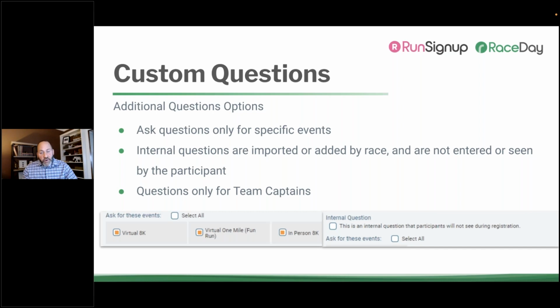You can also add internal questions. So maybe there's some information that you want to be able to see on the back end, as well as your team members. Maybe you also want that to populate in the race day check-in app so you can see that as somebody is coming in. Maybe they're a VIP, maybe they've participated for 20 years and you've got a special field that you want to highlight there, but only on the back end. The participants are not going to see it, and they're not going to be able to edit it. So that's another option. You can also indicate questions that are only for team captains.